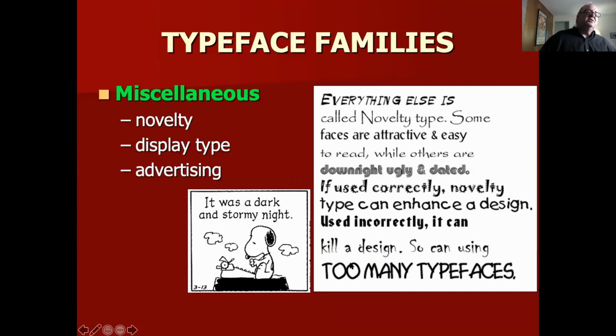You can tell that too many typefaces, especially of these goofy ones, can kill readability, and some of them, this is ugly and dated. This one here, the one that says downright ugly and dated, is called Neon, and it was used a lot in the 70s. I used to do advertising for RV companies, and some of them used this, and it was pretty darned ugly.